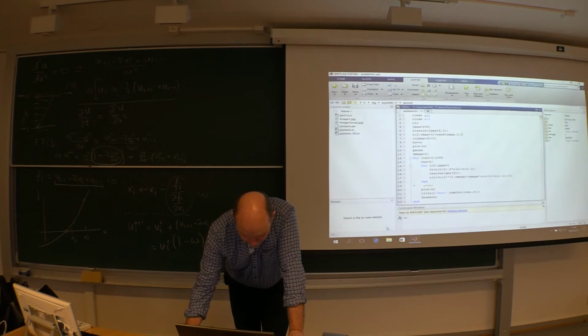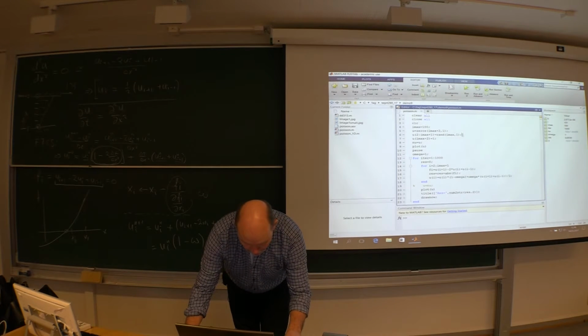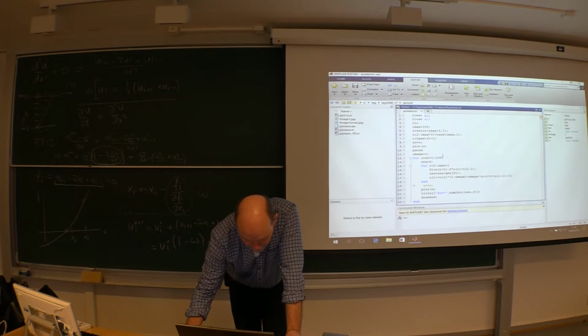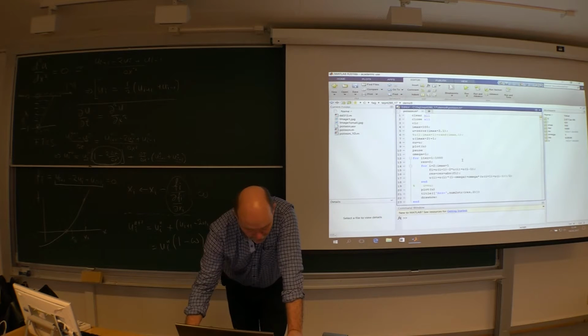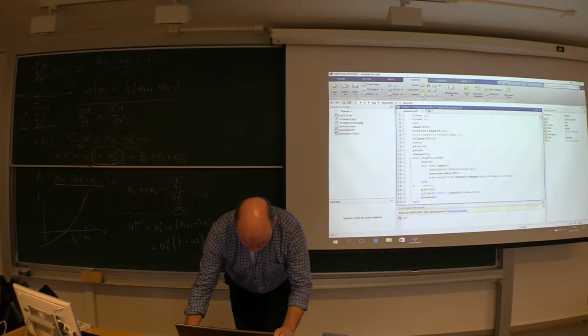Now, let's try playing around with omega. I remove this one, so we are back to the 0 initial field. Let's try with omega equal to 2.